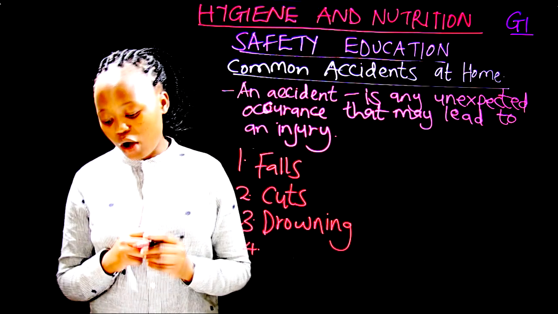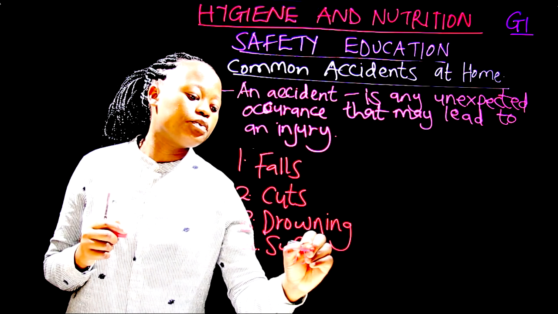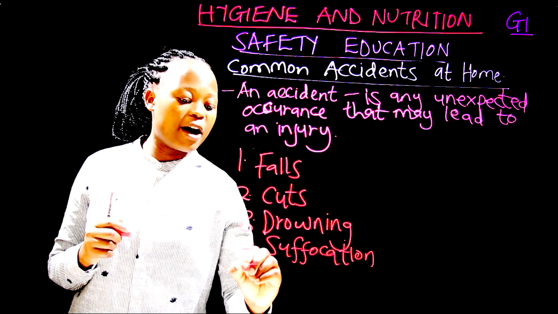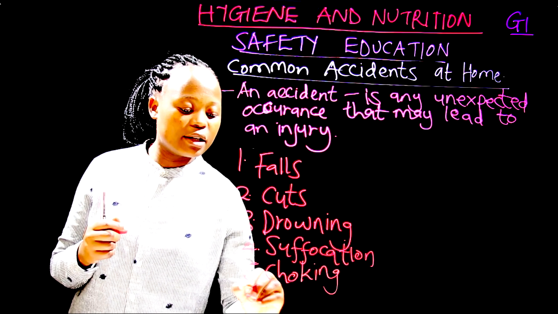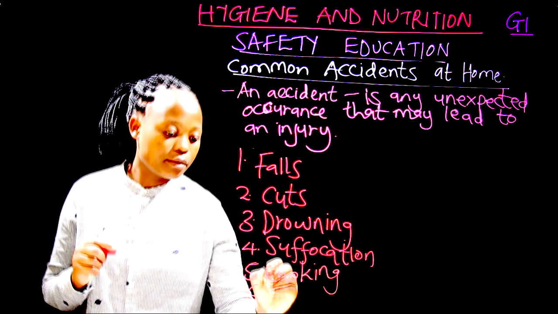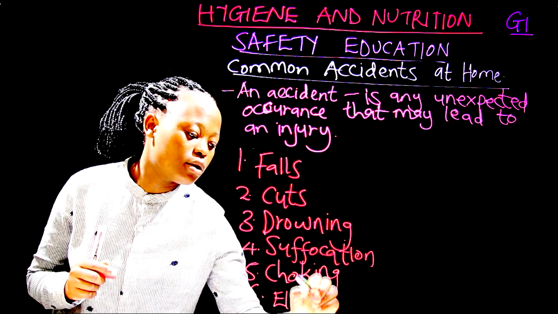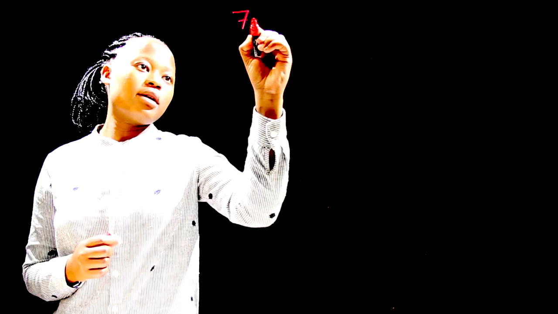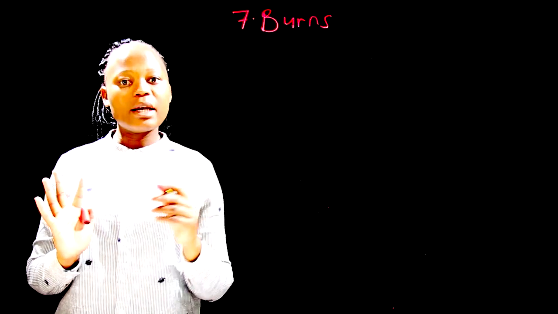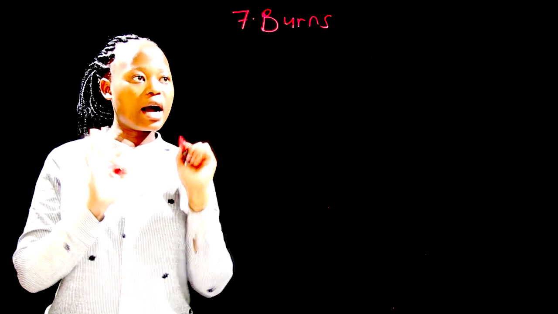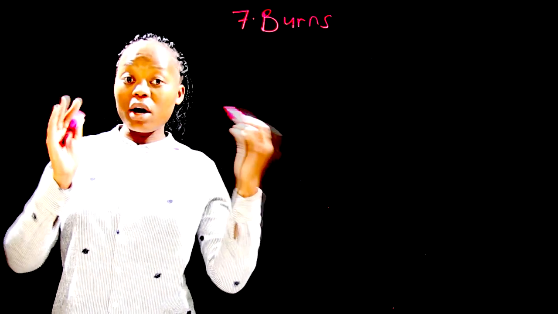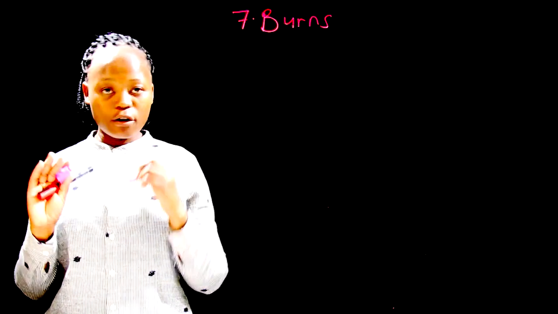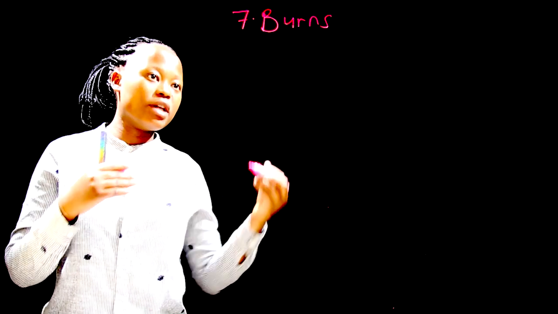Then number four, we also have suffocation. Five, we have choking. Then six, we have electrocution. Then number seven, we have burns. Now learners, those are the common accidents which can happen at home. Now, I want us to look at each and every one of them here. We'll start with falls, then we go to cuts, then going downwards that way.